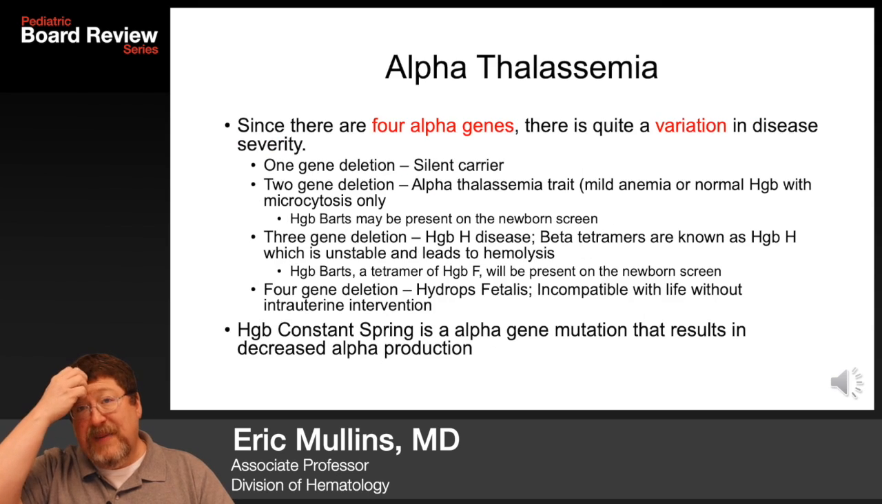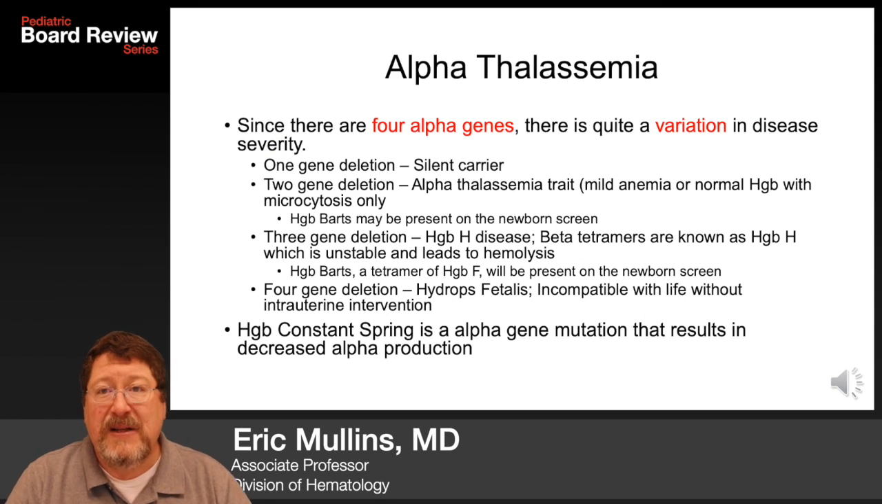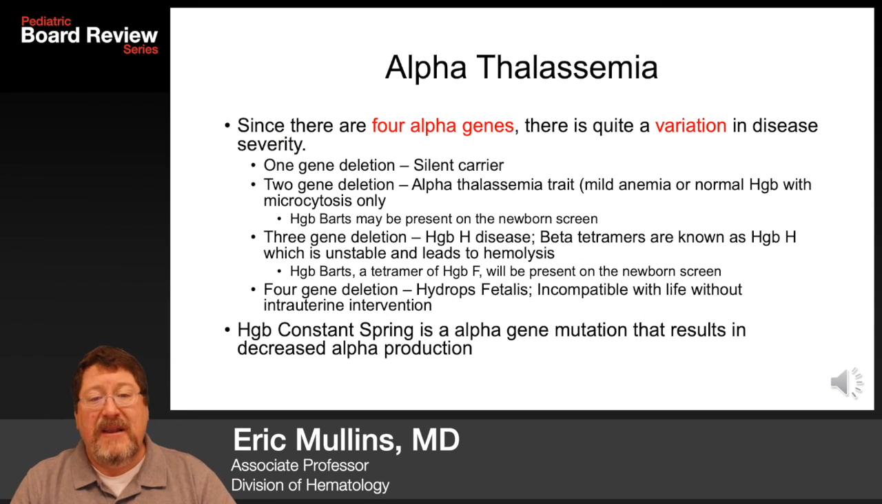Alpha thalassemia, and again, remember I said that alpha thalassemia is typically harder to understand than beta thalassemia, and that's because there are 4 alpha genes, 2 of course from mom and 2 from dad, and there's a variation depending on the number of genes deleted. So with a 1 gene deletion, typically those patients have no symptoms at all or are completely silent. A 2 gene deletion is called alpha thalassemia trait, with either mild anemia or maybe normal hemoglobin with some microcytosis.